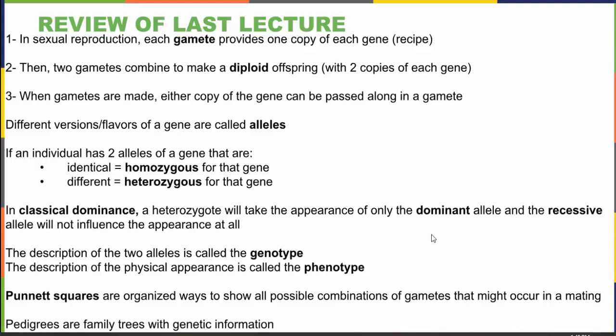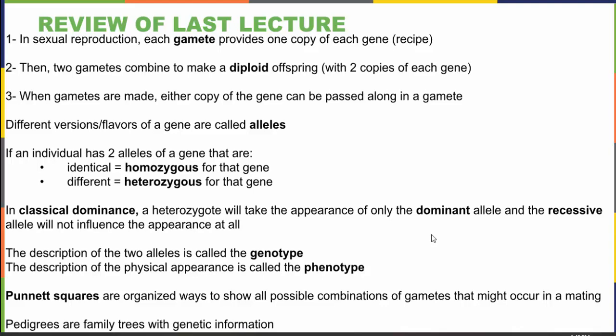Then we spent some time talking about Punnett squares, which were these neat ways to show all possible combinations of gametes that might occur. So you can get an idea of the odds of each type of offspring. And we'll review some of those on the next slide.